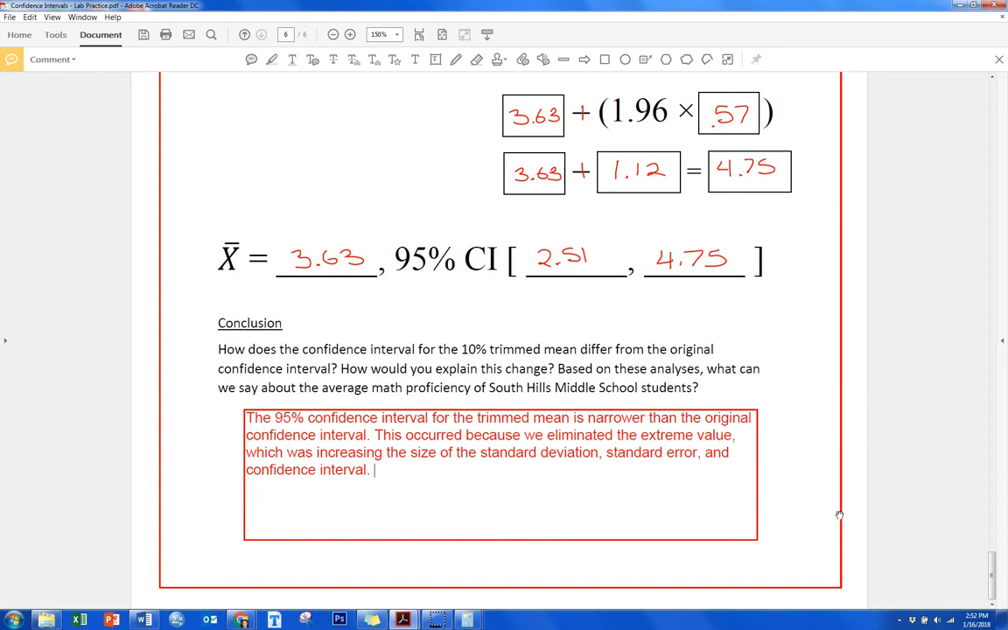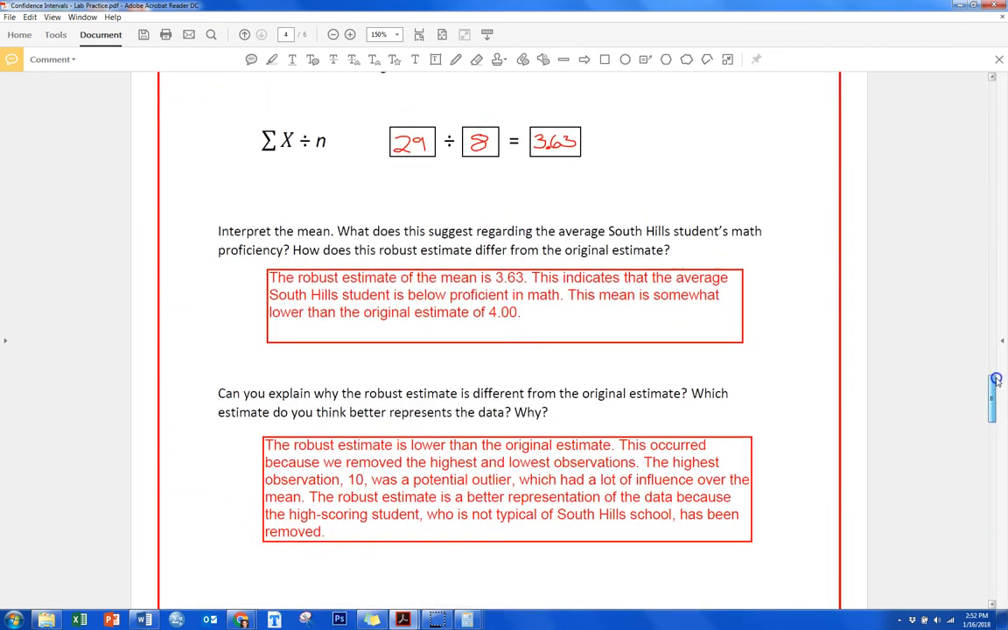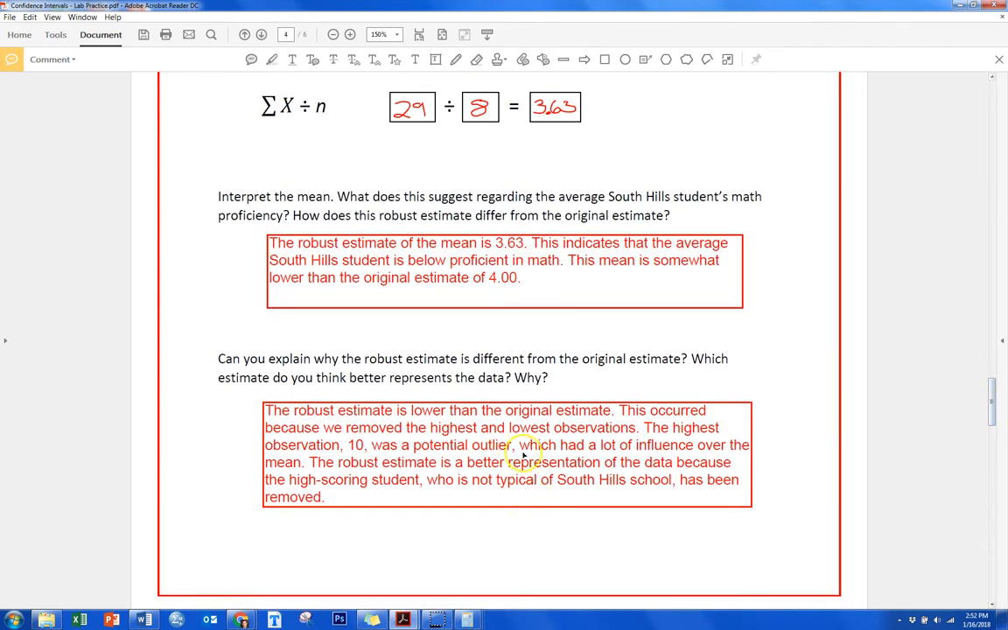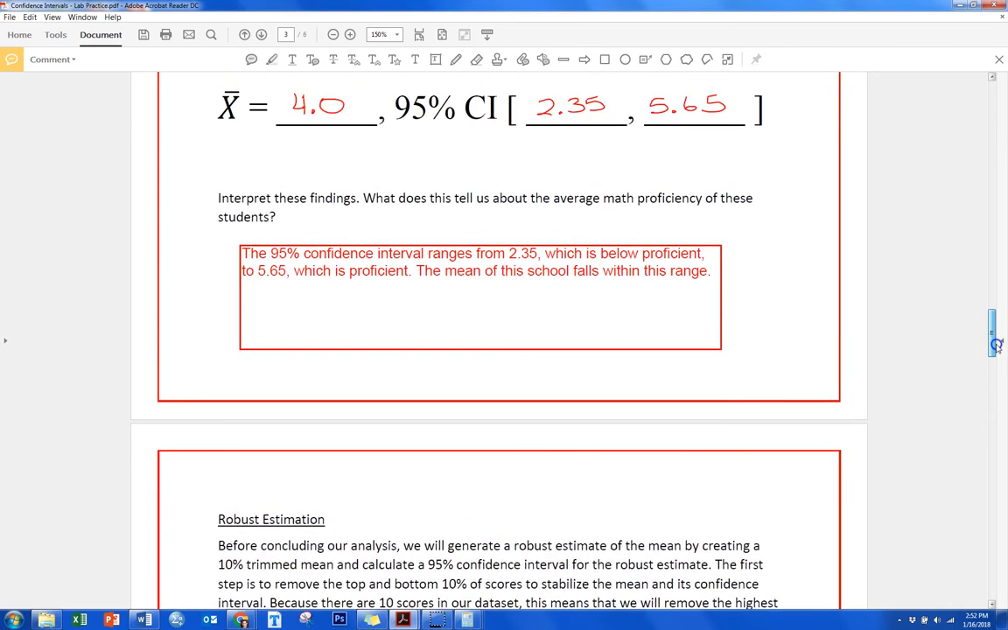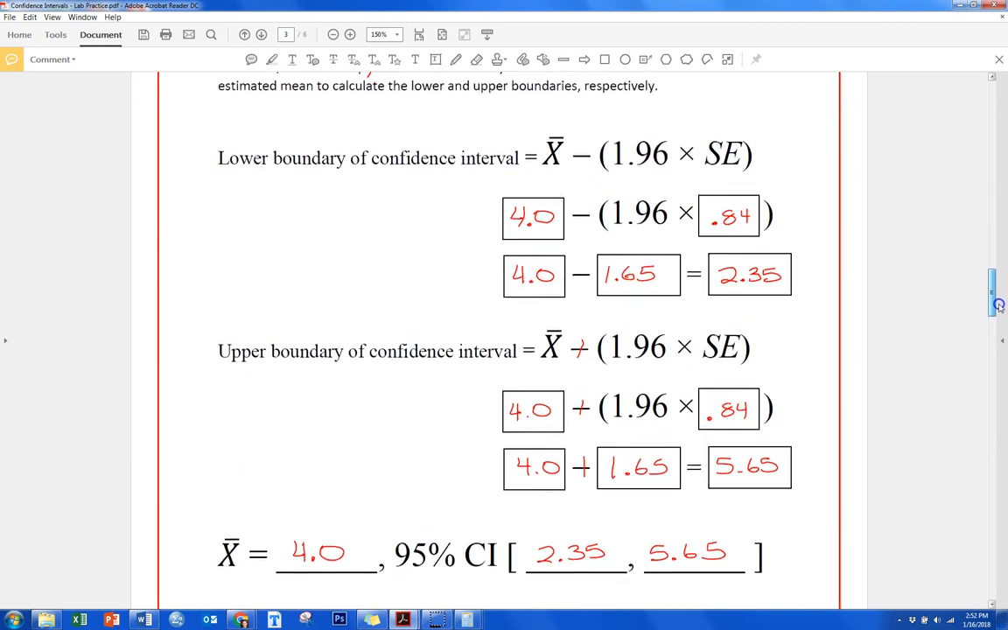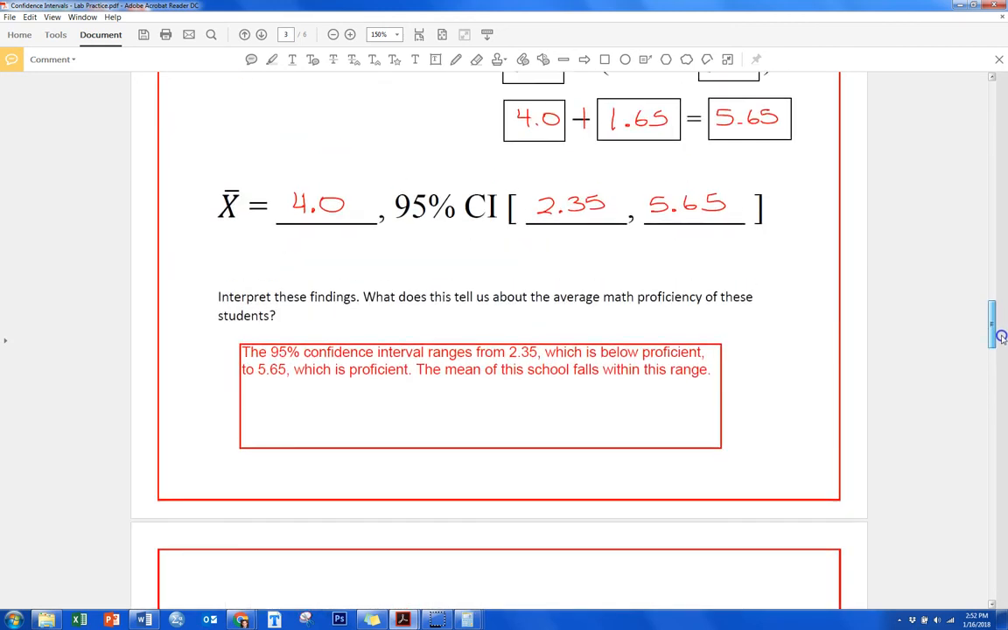So how would you explain that change? We talked about that. Now, interpretation. Okay. So before, when we interpreted this confidence interval, we said there's somewhere between, let's see, not right there. Let's see here. We're interpreting this. Right, which is below proficient to proficient. So they were somewhere between below proficient or proficient. The average of the school definitely wasn't advanced, but they were somewhere between these two groupings.